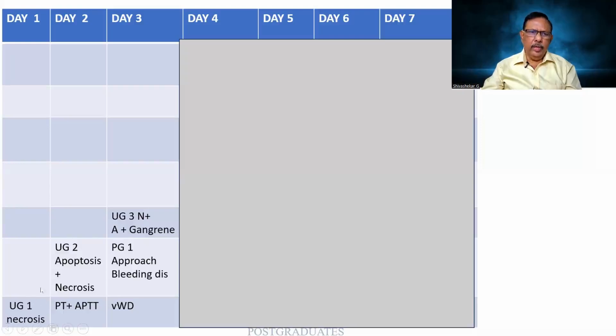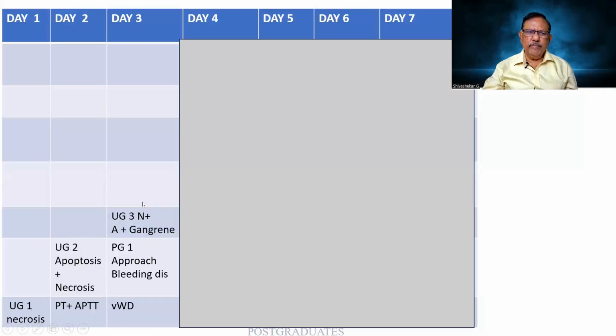On day 2, I am slightly upgrading it. So I have apoptosis along with necrosis. At the same time, I am introducing a totally unrelated topic, prothrombin time and APTT. So this is day 2. Day 3. So I have read necrosis, apoptosis. I am again repeating the same thing along with gangrene.